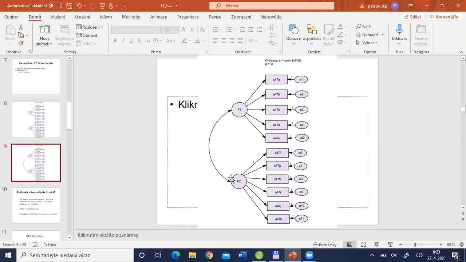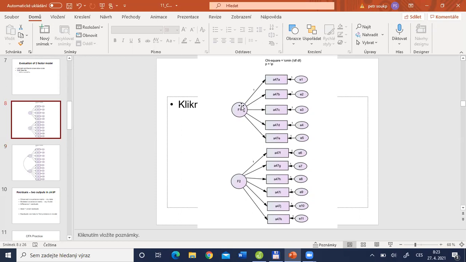So that's all. The first model that we would try to compute would be this model, so it means no relationship at all. Unfortunately, JASP would force us from the beginning to correlate these factors. So we would need to overcome the default in JASP.